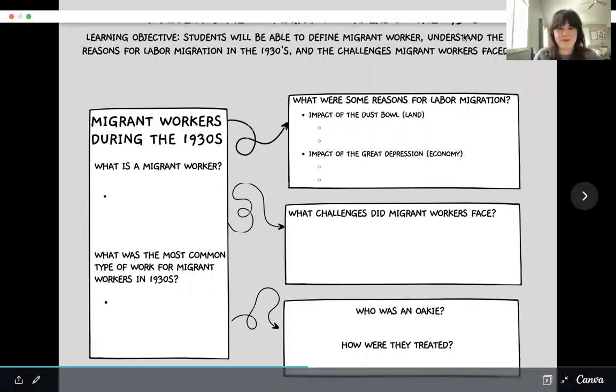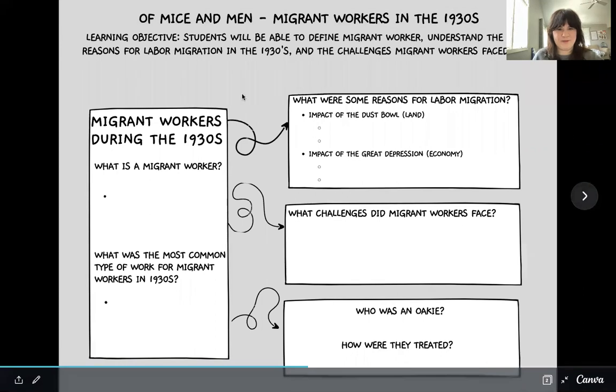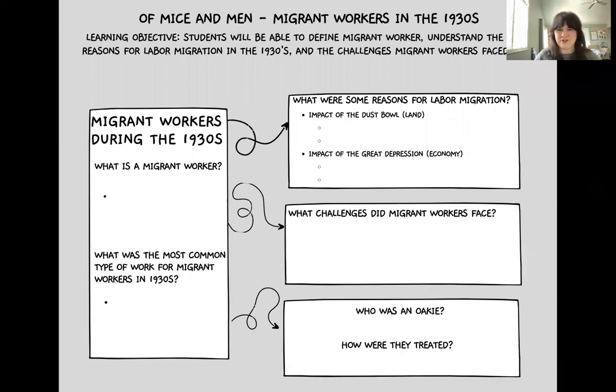Hi, I wanted to talk a little bit about my graphic organizer assignment. I took advantage of the cross-curricular nature of social studies and ELA as an aspiring English teacher, and I devised this lesson that would have to do with the text of Of Mice and Men and understanding some background context, historical context about migrant workers in the 1930s, the Depression era.